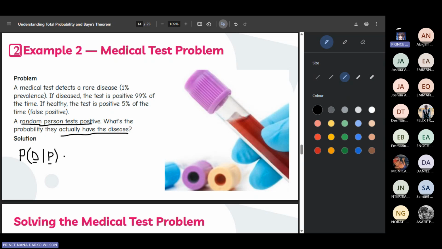So what are the parameters we'll need for this? We are going to need the probability of you having the disease and testing positive. That's going to be the probability of having the disease, D, and testing positive, P, all over the probability of testing positive at all.